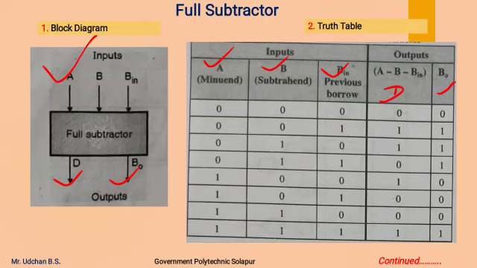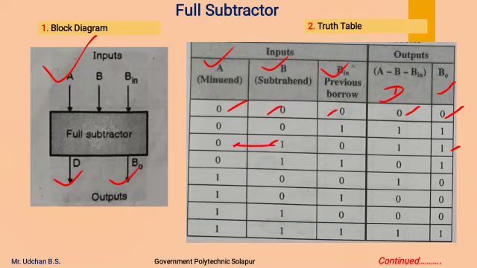Now I will explain two or three subtractions from this truth table. 0 minus 0 will give difference 0, borrow 0. So the final difference is 0, borrow is 0. Now we will see 0 minus 1 will give difference 1, and 1 minus 0 will give difference 1 and borrow 1. This borrow 1 is from the subtraction of 0 minus 1.